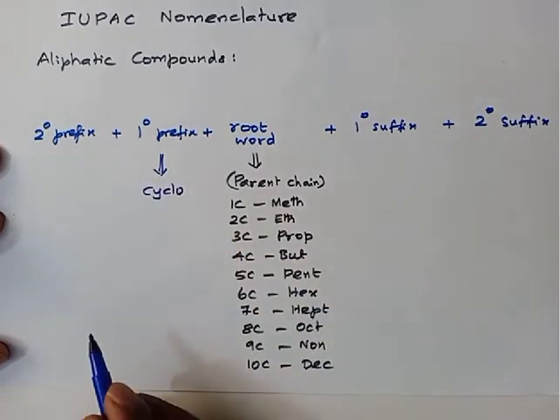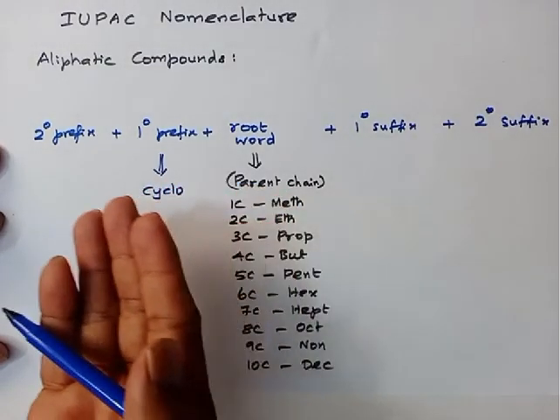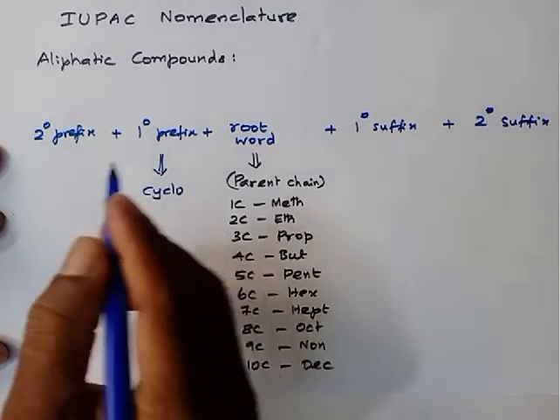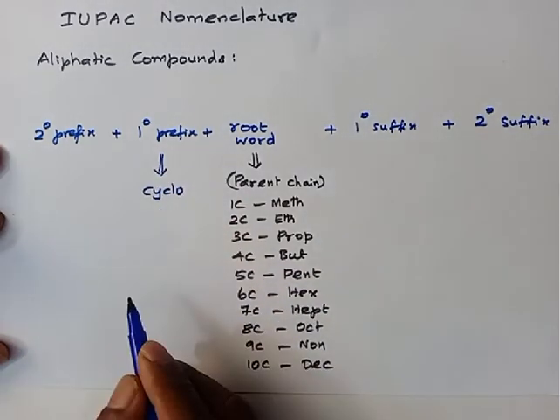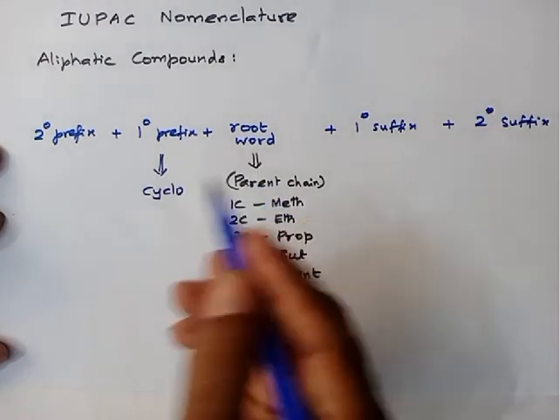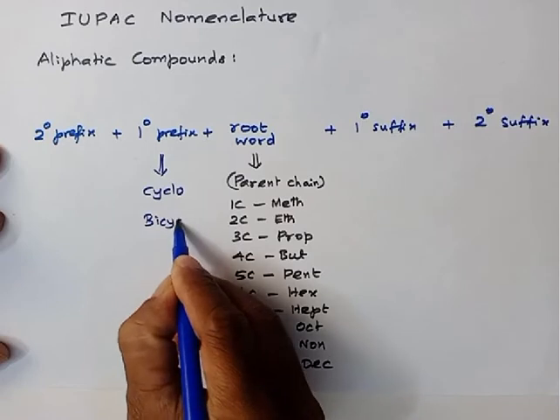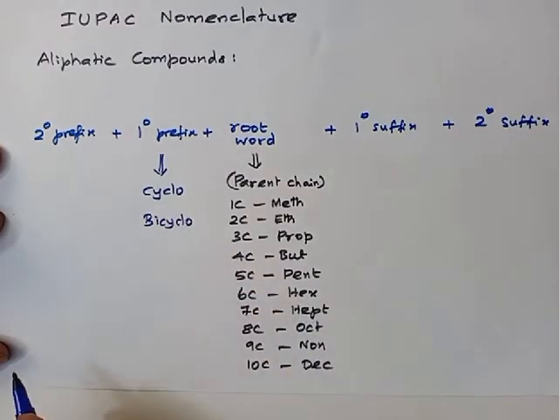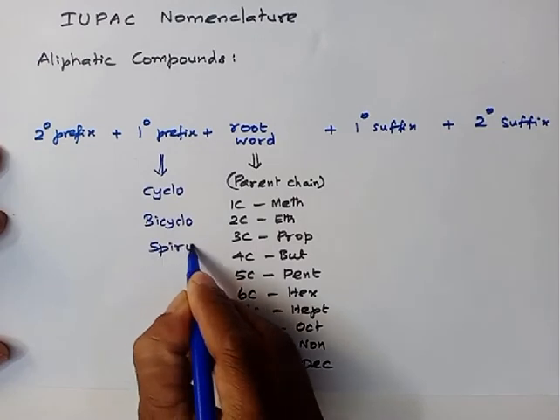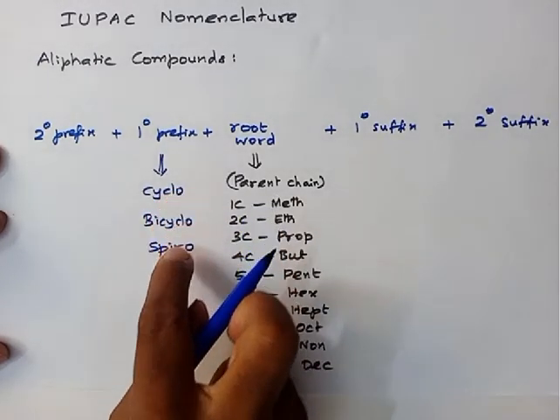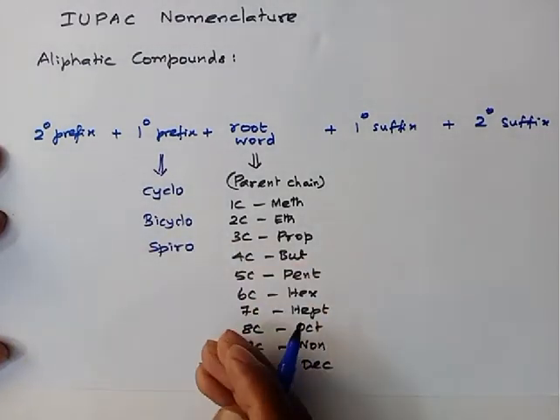It may be cyclopentane, cycloheptane, whatever it is. If it is an alicyclic chain, we should mention the word cyclo in front. If it is a bicyclic compound, we use the word bicyclo. If it is a spiro compound, we use the term spiro. What is meant by cyclo, bicyclo, spiro? We'll discuss all these things as we go along in this lecture series.